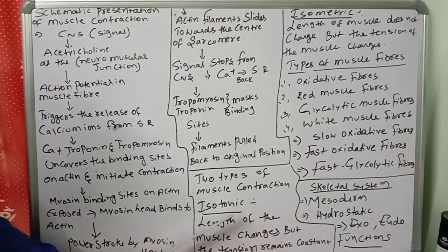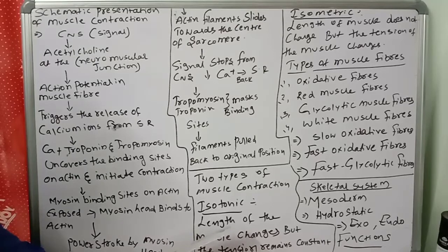What is that? Iso means same. Tonic means resistance. In isotonic contraction, the length of the muscle changes, but the tension remains constant. The force produced is unchanged. For example, lifting dumbbells and weightlifting. These are all examples.